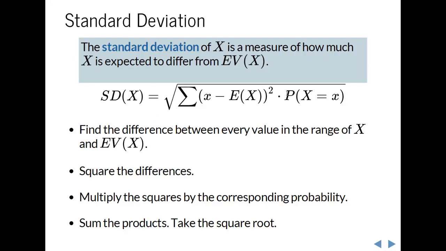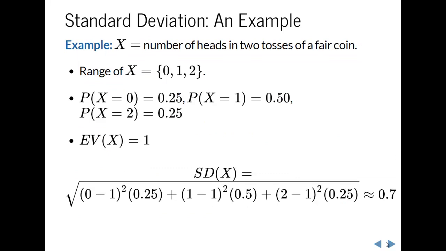We can quickly do this in R, so let's go back to our example. So again, this is talking about the random variable that's defined to be the number of heads in 2 tosses of a fair coin. Here we've listed the range of the random variable x and the probabilities again, along with the expected value that we calculated a few slides ago.